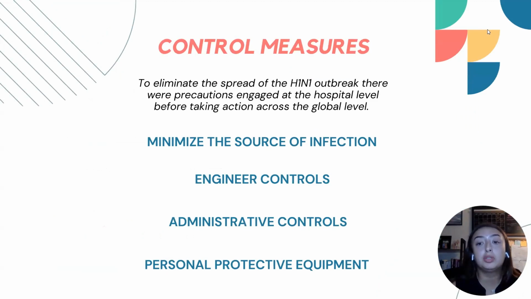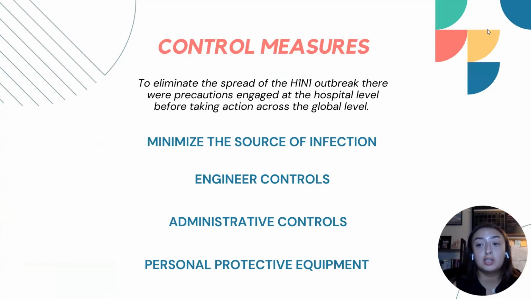Control measures. To eliminate the spread of the H1N1 outbreak, there were precautions engaged at the hospital level, which are listed below. And then there were also actions taken at the global level, which I will go over next. To minimize the source of infection, a hospital would eliminate elective visits and surgeries, only performing life-saving and urgent surgeries, which also included denying entry into hospitals and clinics to visitors.